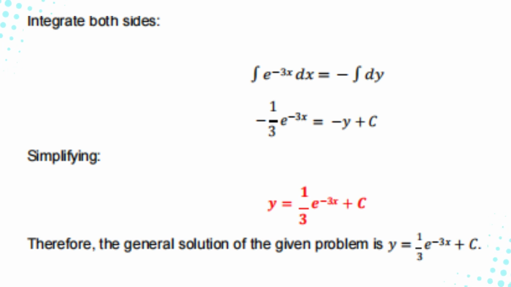Now we are going to combine the constants. Negative 1/3 e raised to the negative 3x equals negative y plus c. And now solve for y. y equals 1/3 e raised to the negative 3x plus c. Therefore, the general solution of the given problem is y equals 1/3 e raised to negative 3x plus c.